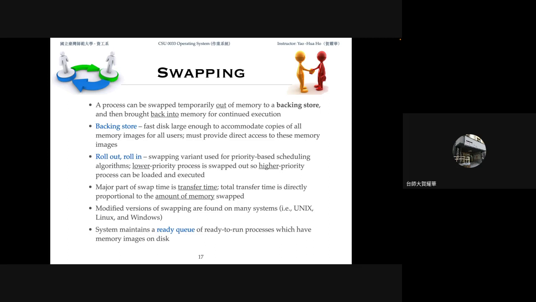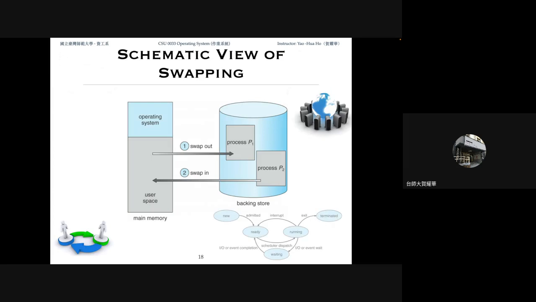Now, there are systems that maintain a ready queue of processes ready to run, which will be in the main memory. So that's very important. Swapping means swapping some processes out of main memory into a backing store. So this is a semantic view.